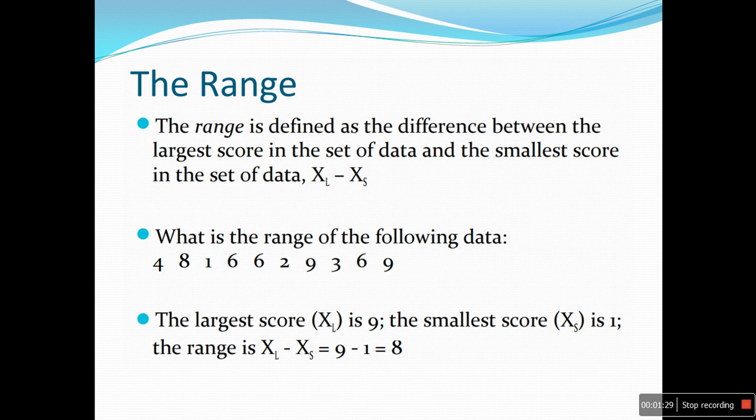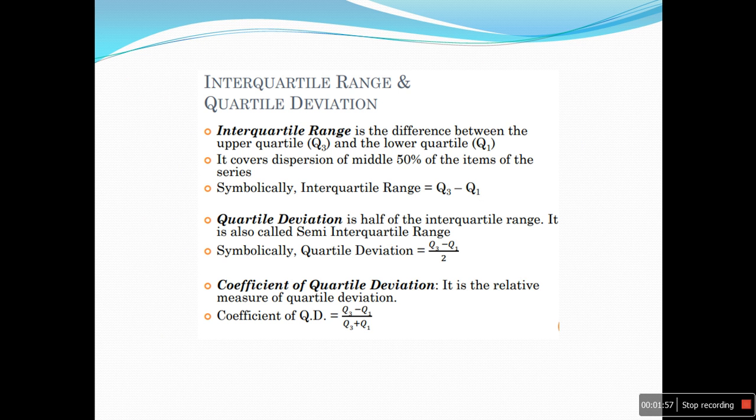Range. The range is defined as the difference between the largest score in the set of data and the smallest score in the set of data. We find out the difference between the largest value and the smallest value. In this example, the largest value is 9 and the smallest value is 1. So XL minus XS, L for large and S for small. 9 minus 1 is equal to 8. So 8 is your answer.